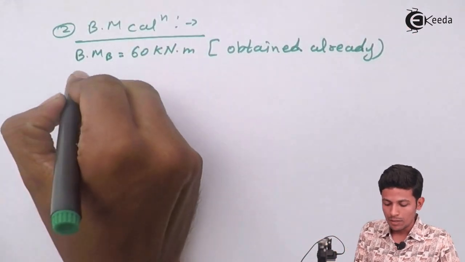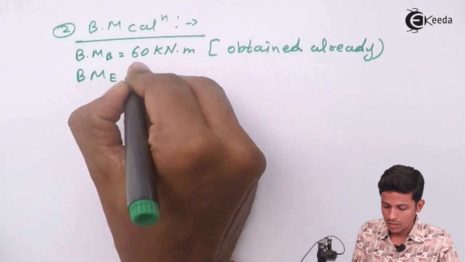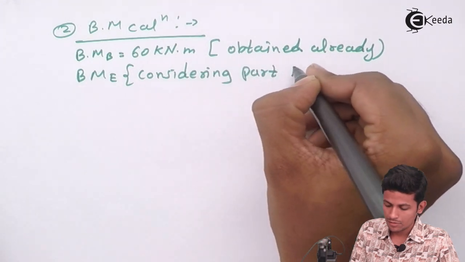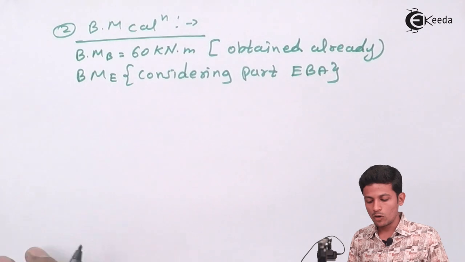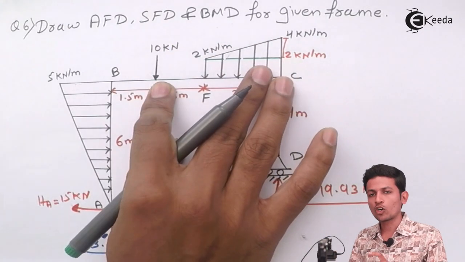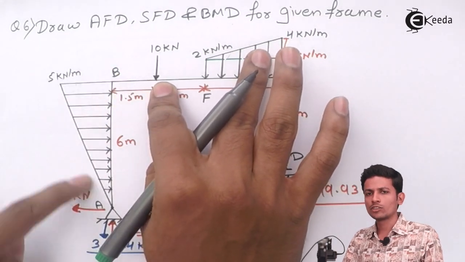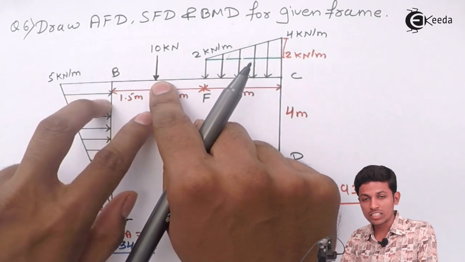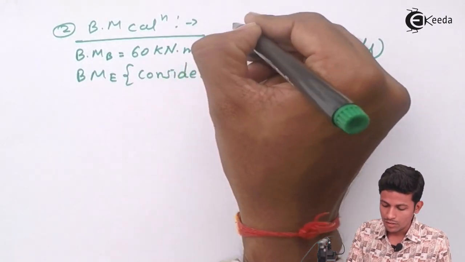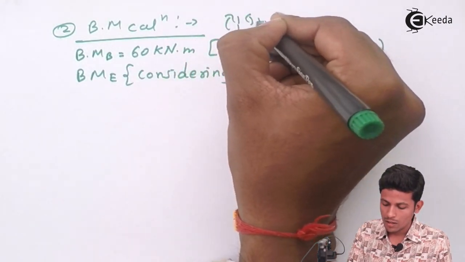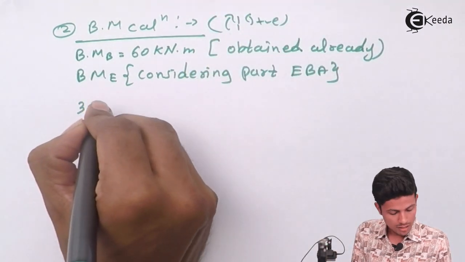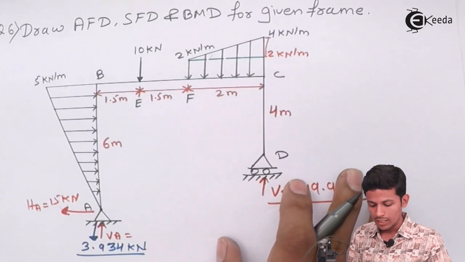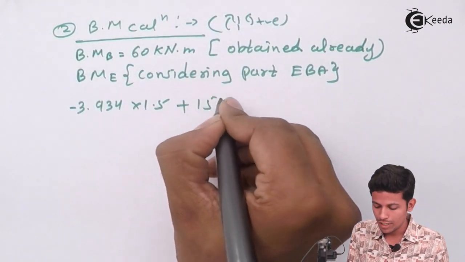Now bending moment at E. As we all know, we have to take either left or right, whichever is not complicated, so we are taking this part. So write it down. This 19.934 into this distance will come minus, 3.934 minus into 1.5. After that this 15 will come positive, plus 15 into 6.